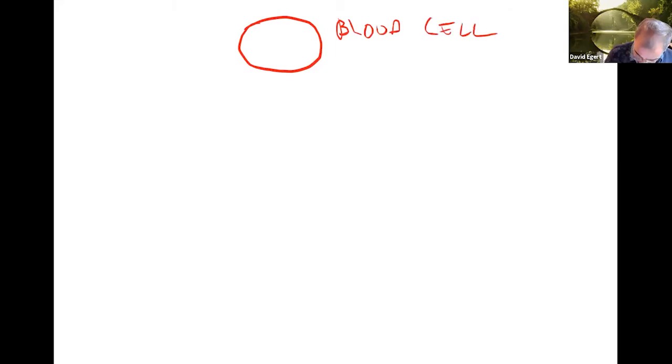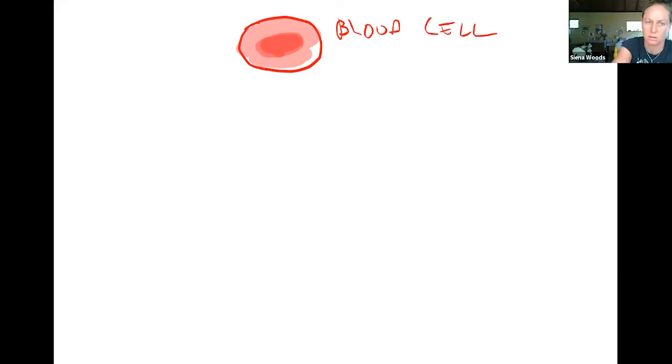Let's start with a blood cell. What is the osmolarity of all of the dissolved stuff inside a blood cell? 0.3. Exactly, 0.3. You know that this is going to be at 0.3 osmolar, because basically almost everything in the body is at 0.3 osmolar.